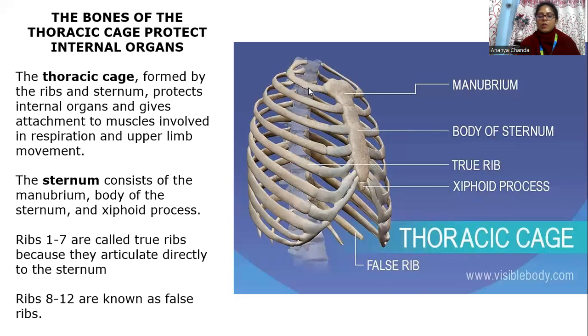Ribs 1 to 7 are known as true ribs, and they articulate directly to the sternum. So these 7 true ribs attach directly to the sternum. The rest, ribs 8 to 12, are known as the false ribs. So these are the false ribs.